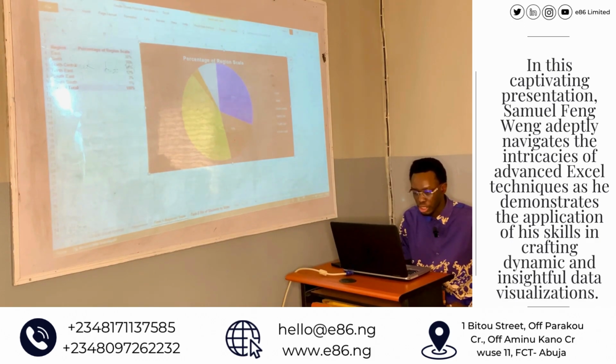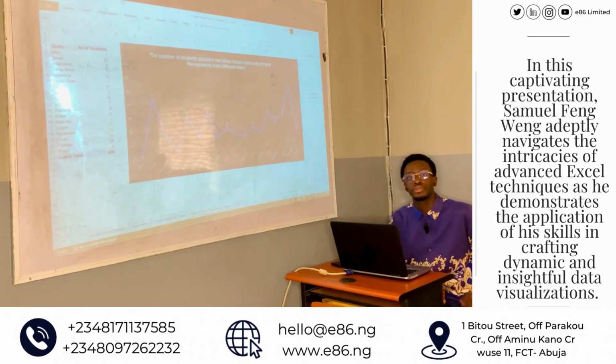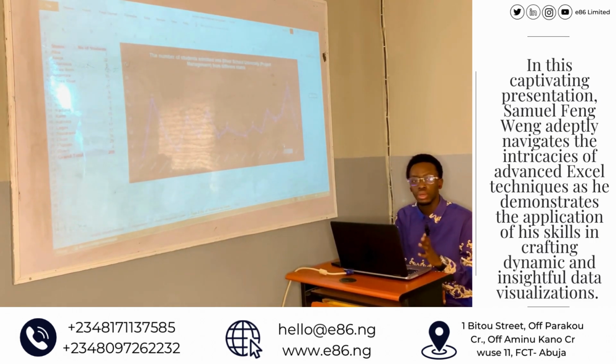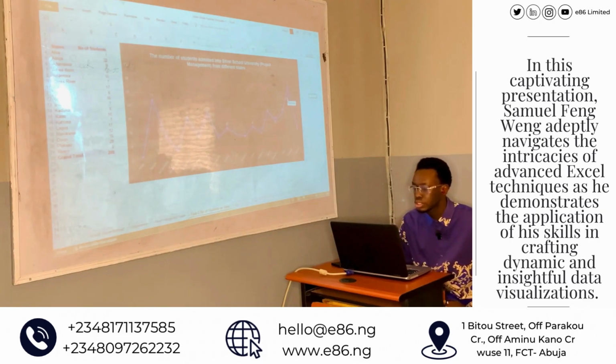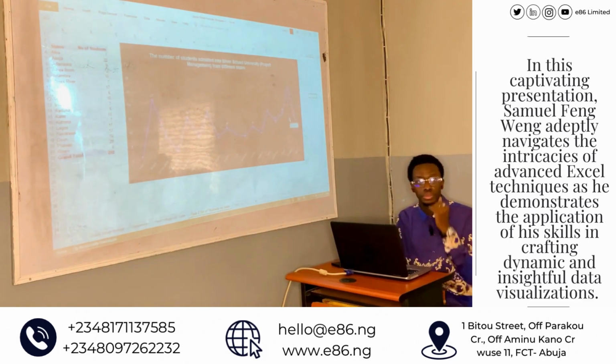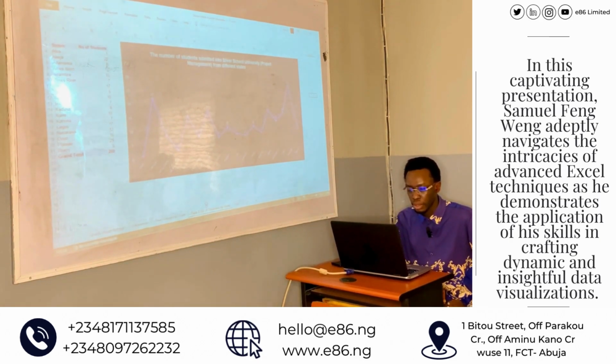And moving forward, we can check the numbers of students that have got admitted into the institution by their states. Here we can see the different states where the students came from. By this scale, we can see the highest populated state was Plateau. Plateau had more admitted students in the institution, followed by Abuja.